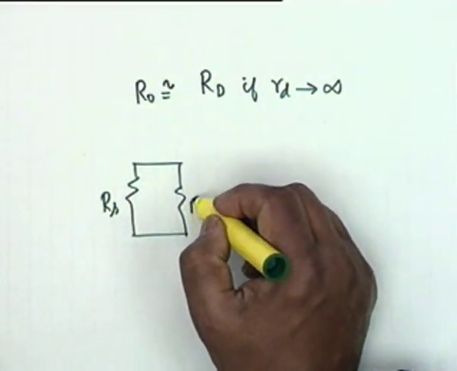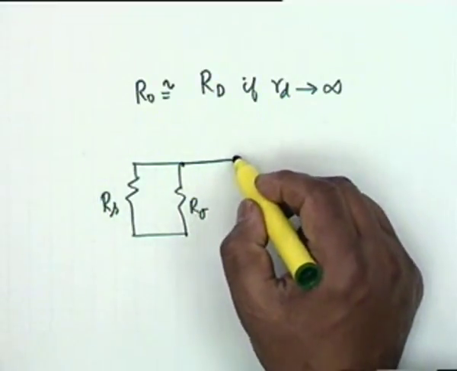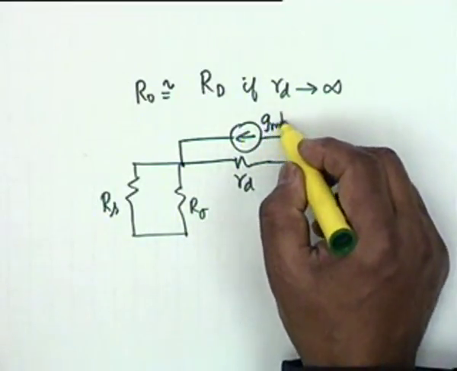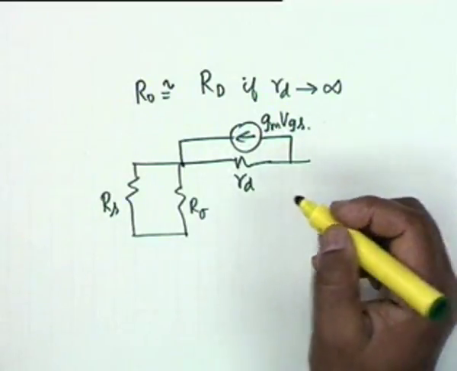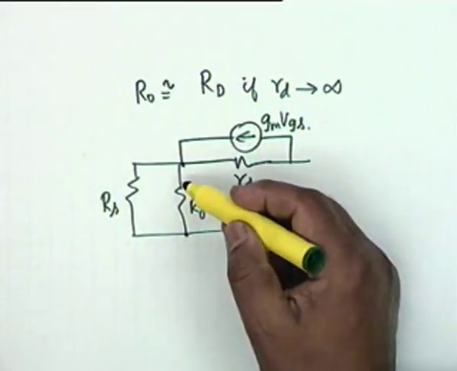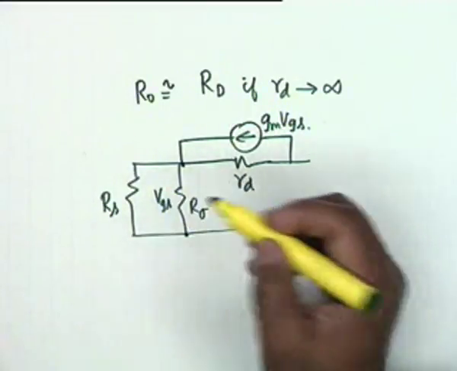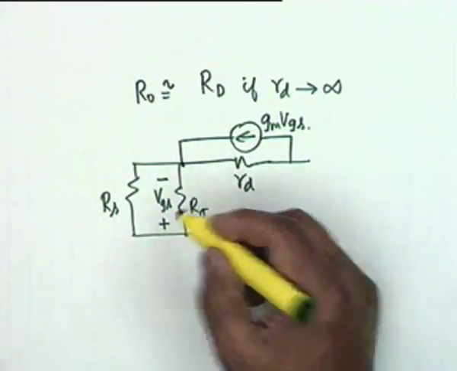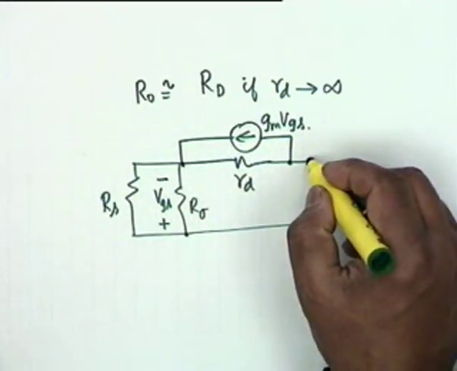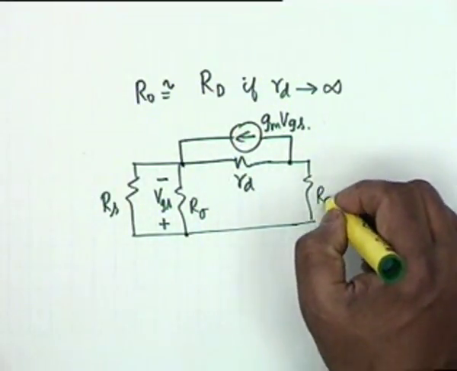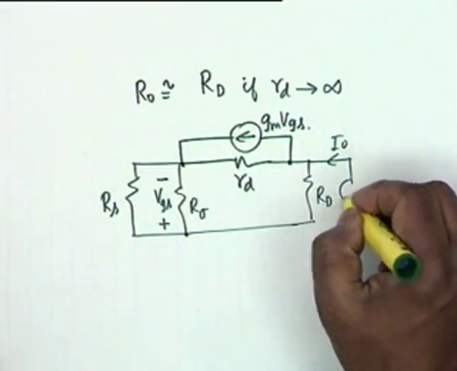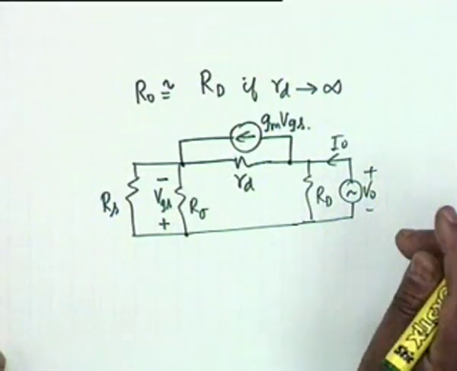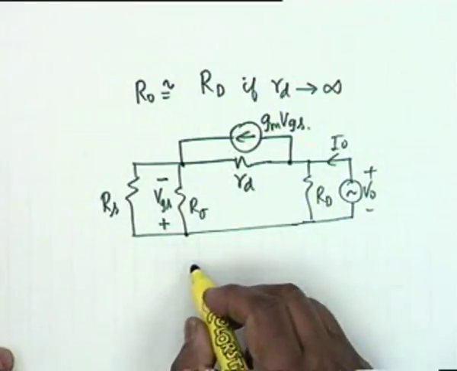R sigma, RD, gm VGS. Where is VGS now? VGS occurs across R sigma, and with what polarity? Minus up and plus down. Agreed? So this is VGS, this is gm VGS. It's not difficult to calculate. Then you have an rd and I0 and V0. Please do carry out these calculations and find out what is R0.